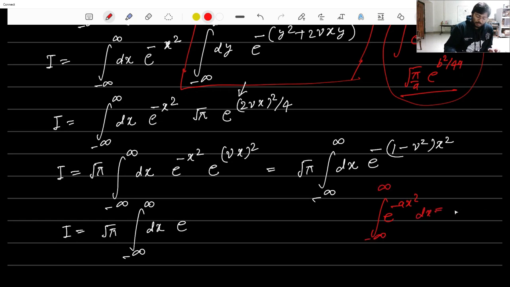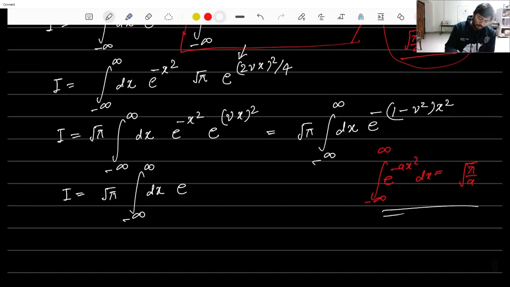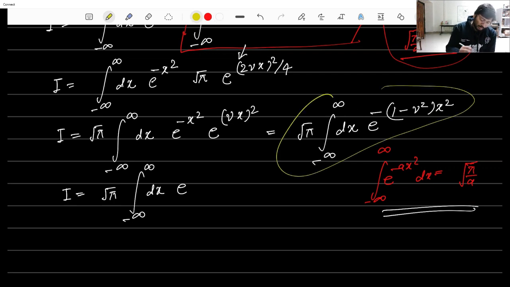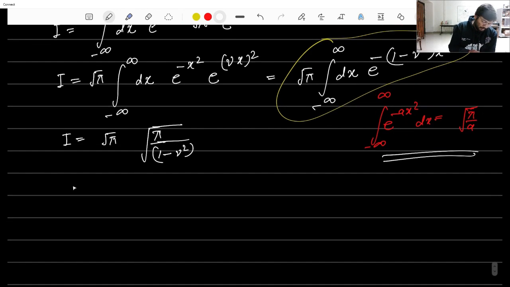So what is the value for this? The value is only for root pi by a. Using this formula, we will write the value of this particular integral. So let us write that using the formula given below. To write this, root pi by 1 minus nu square. So the value is pi by root 1 minus nu square.